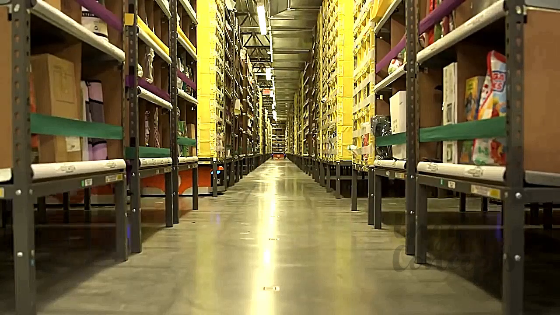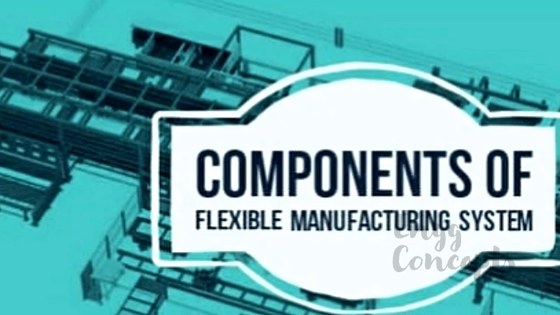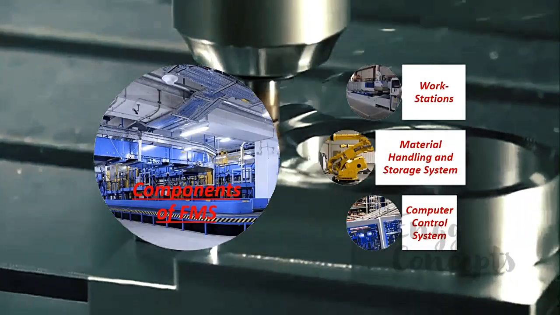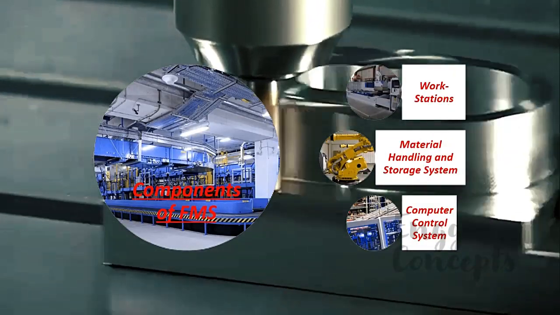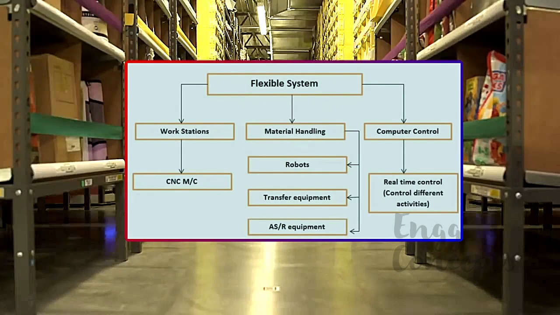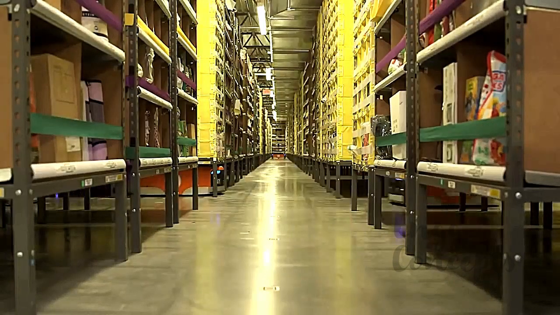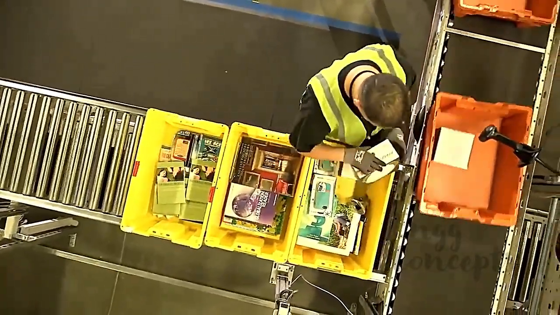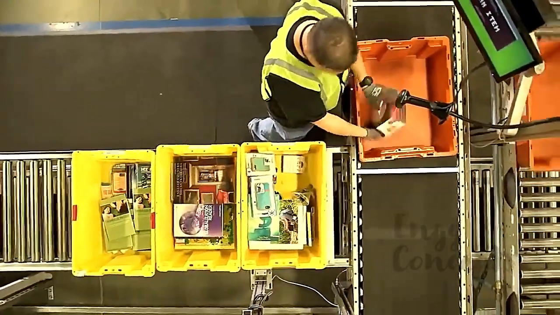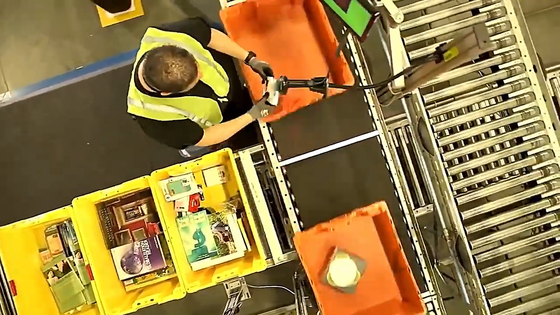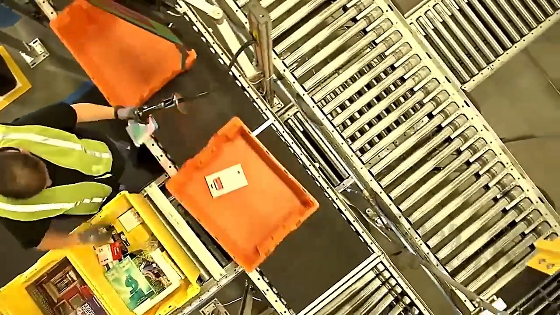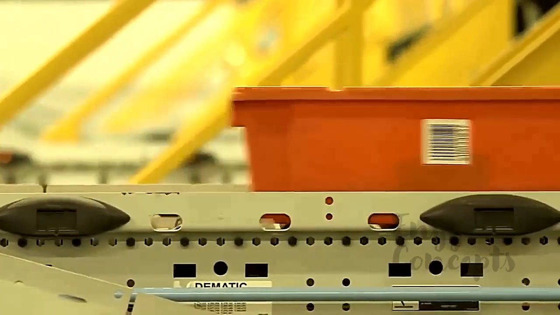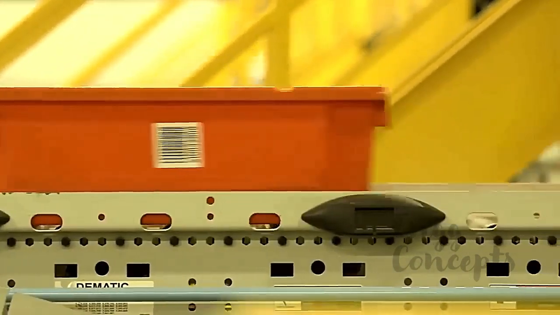So what are the main components of flexible manufacturing system? Flexible manufacturing system has three main components. They are workstations, material handling and storage systems, computer control system. In flexible manufacturing system, we need to reduce the use of human machine operators or workers, but it's not possible in few scenarios. So we use workers wherever it is not possible to automate or to computerize.